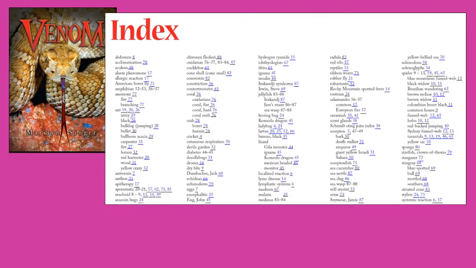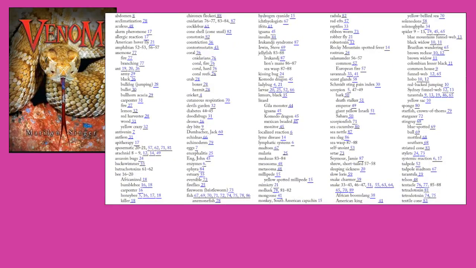This is the index for the book Venom. I'm going to scroll down and see if I can find any information about the Springbok Gazelle. An index is, of course, in order.